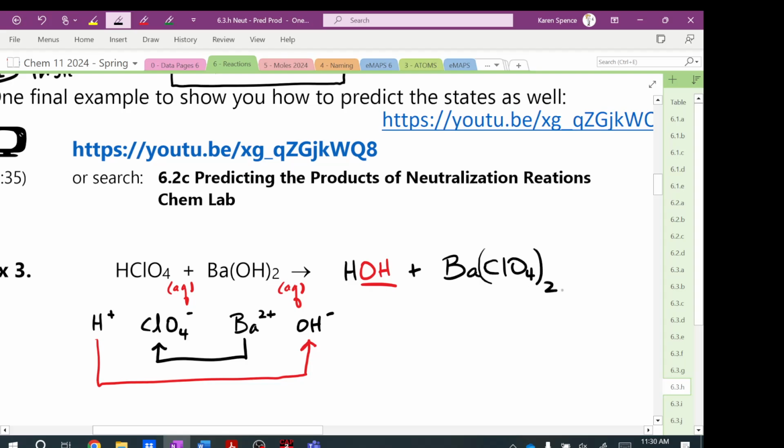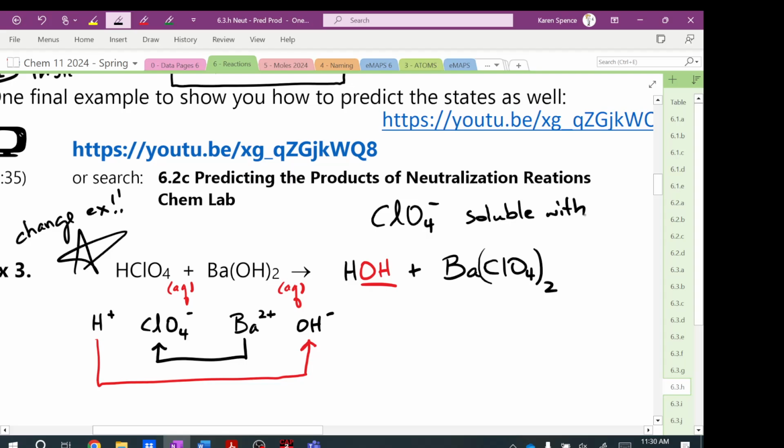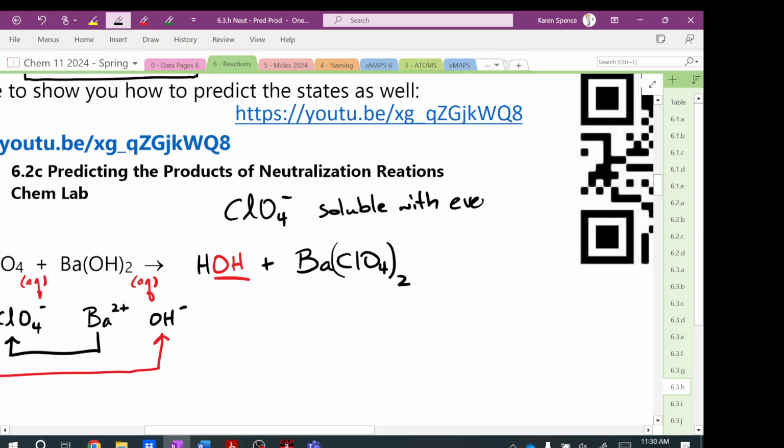Well, this is a terrible example. Your ClO4 isn't on your chart of solubilities, but that's okay. We'll come back to it later. I'm going to change this example. ClO4 is not on your solubility table, but perchlorate is soluble with just about everything. I'll let you know that ClO4 minus is soluble with everything. There we go.